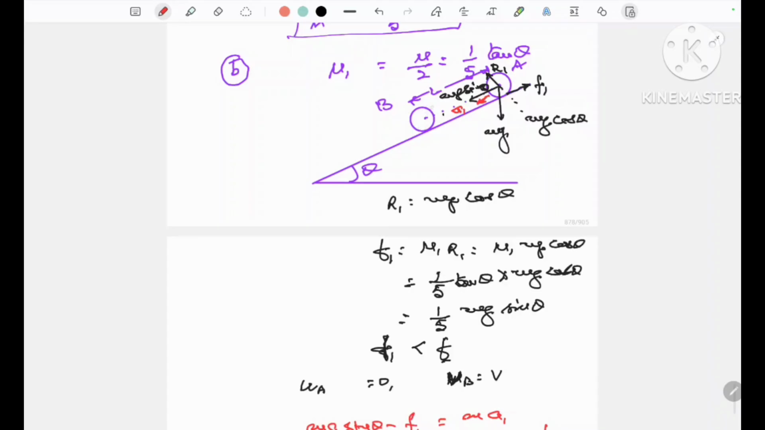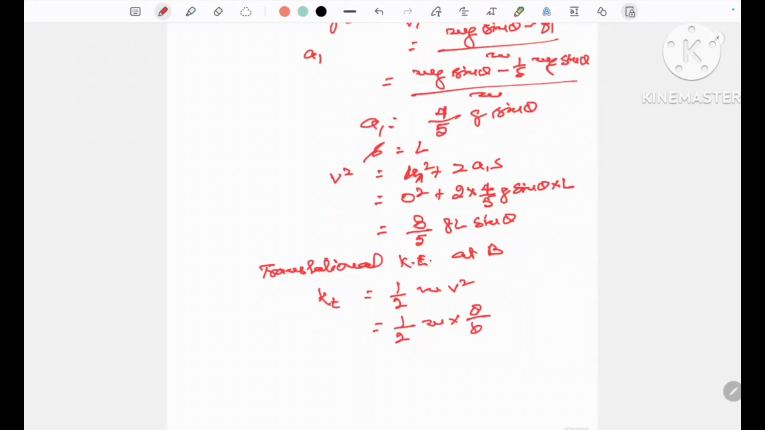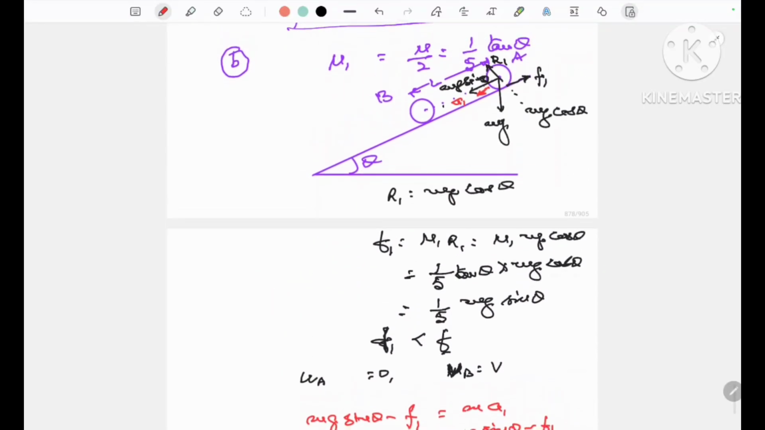Here, the translational kinetic energy at B, KT, is equal to half m v square, which is half m into 8/5 g L sin theta, equal to 4/5 mgL sin theta. Now for the rotational energy.